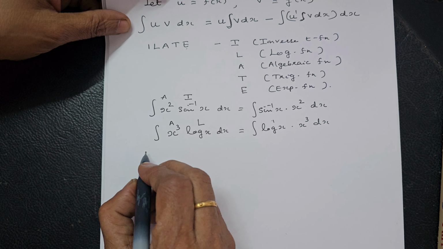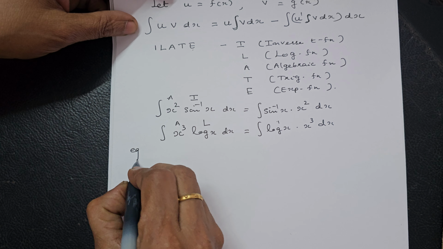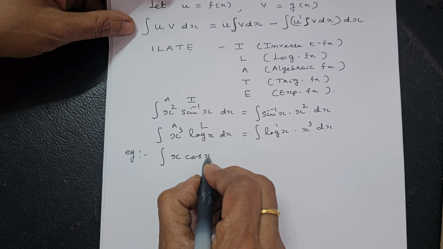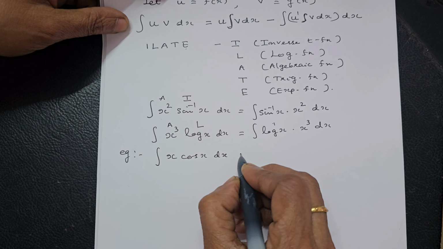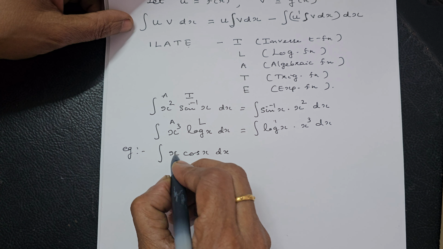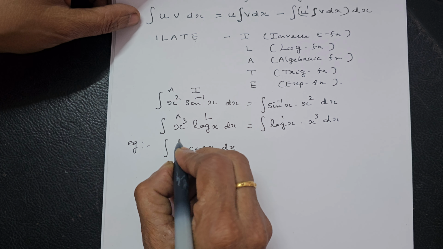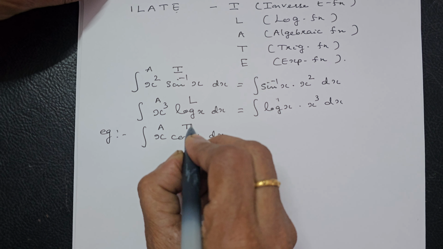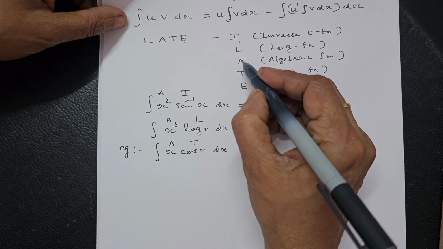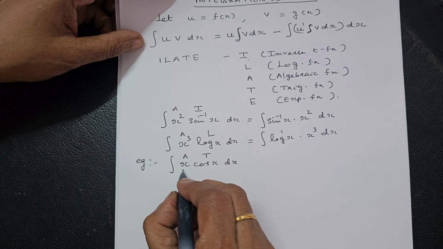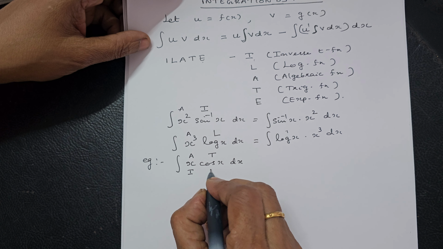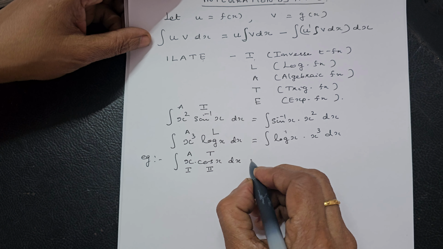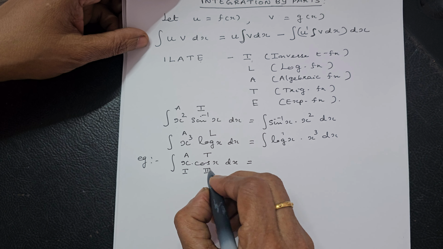But how to apply this ILATE rule? Let us do one question. For example, integrate a simple one, integral x cos x dx. First we have to choose the function. X is an algebraic function, a polynomial. Cos x is a trigonometric function. In the word ILATE, A comes first, so this choice is correct. X is the first function, cos x is the second function. So u is x, v is cos x.